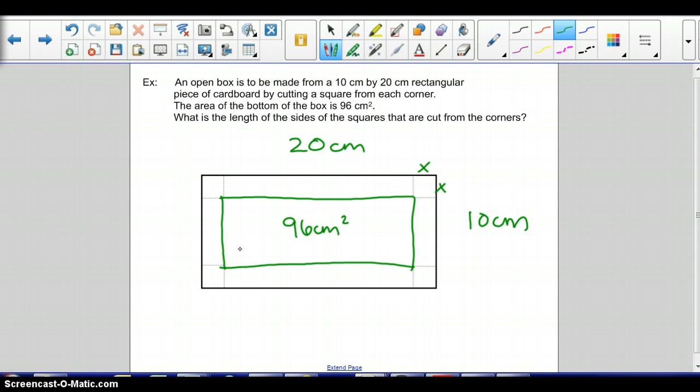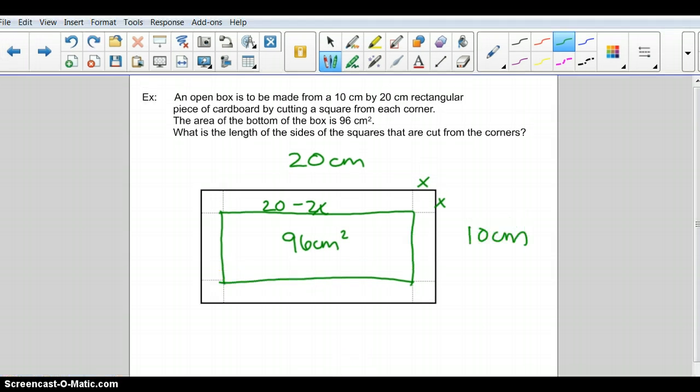Okay, since we have the area of this inside part, let's try to find the length and the width that border this. So if we have 20 here for the width of the big cardboard box, and we would subtract this x here on the right side by another x on the left side, we would get 20 minus 2x. Very similar to what we did in the first example problem. Then we're looking for this width of the inside box. So now I'm going to take the length, the width, which is 10 centimeters, and I'm going to subtract these boxes on the sides. So just like we did before, we have 10 minus 2x.